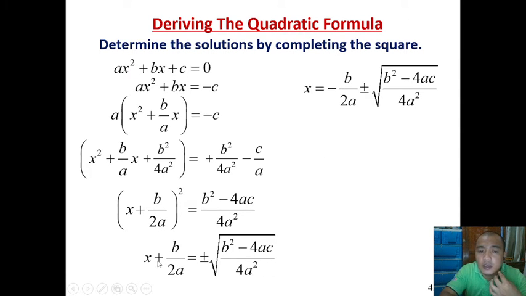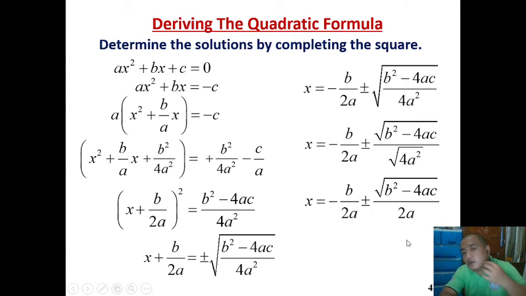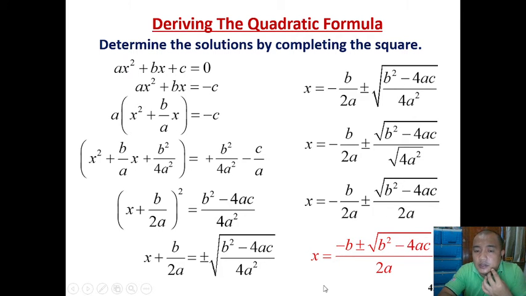Then simplify. Transpose b over 2a, so it becomes negative b over 2a plus and minus square root of b squared minus 4ac all over 4a squared. We can still get the square root of the denominator, which is 2a. Since they have the same denominator, we can now combine this as negative b plus and minus square root of b squared minus 4ac all over 2a, which is what we call the quadratic formula.